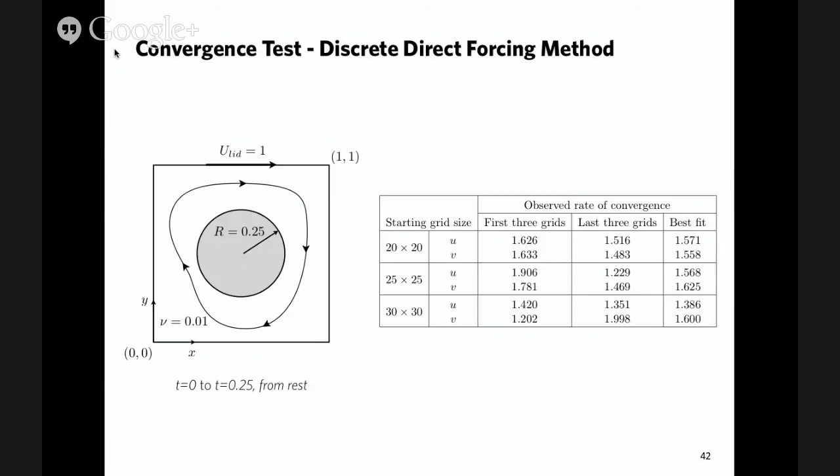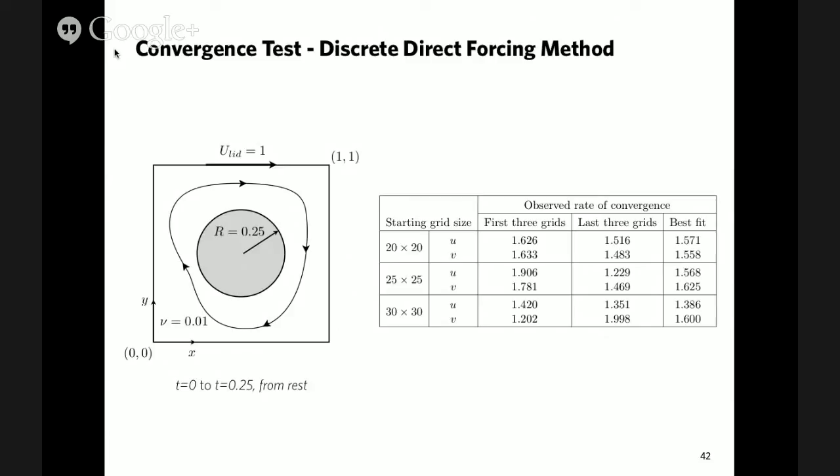It starts from rest, and then the flow starts turning around because it's driven by that lid. And that is actually the test I used for the Navier-Stokes solver as well. The difference here with the immersed boundary is that I have a circle on the inside. And that's my immersed boundary.